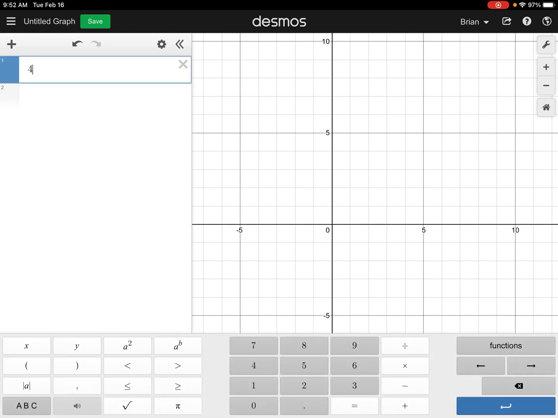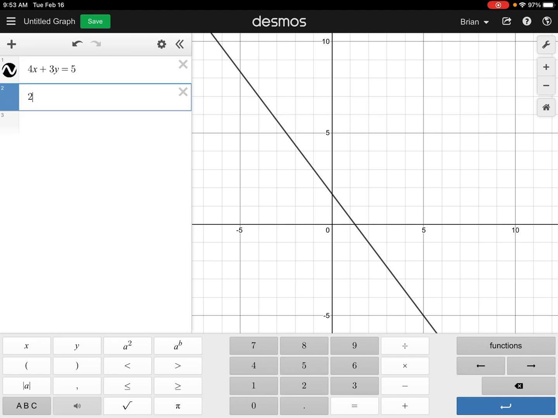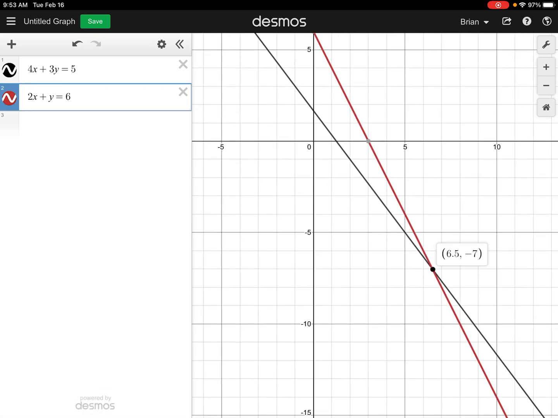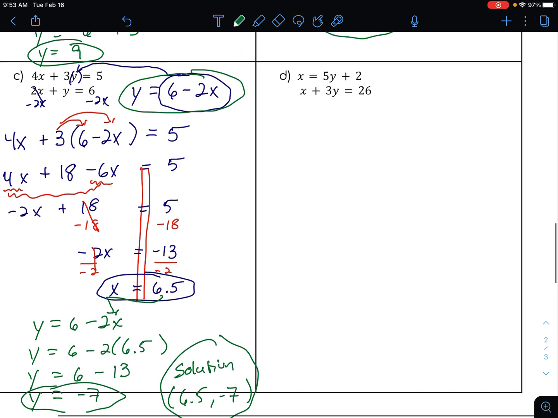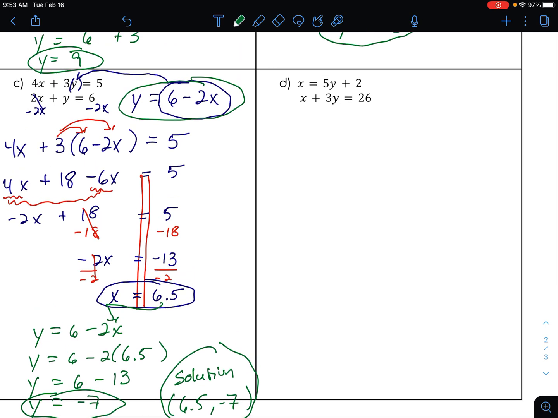All right, so 4x plus 3y equals 5. 2x plus y equals 6. 6.5, negative 7, which is what we had. So thankfully, that worked out. All right, last one on the page here.